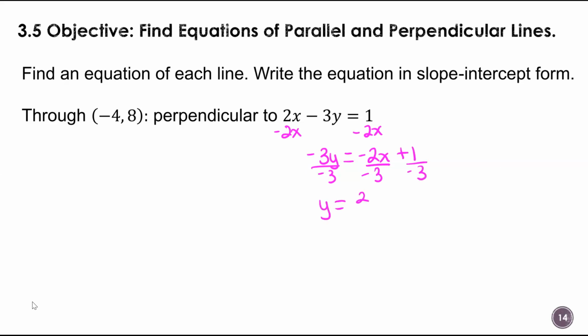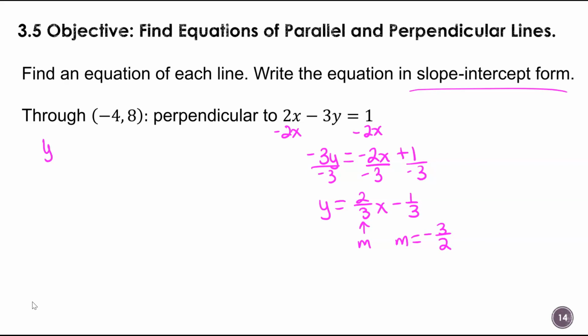All right, so my slope is 2/3. The line I'm writing has to be perpendicular to this line. So since this slope is 2/3, my perpendicular slope is going to be the opposite reciprocal, which is -3/2. We're writing this one in slope-intercept form. Okay, so excuse me on that.